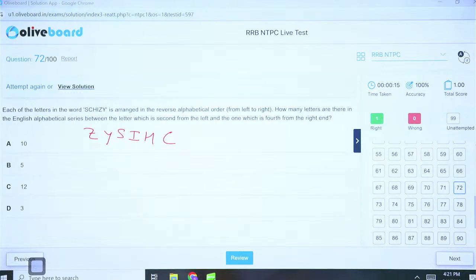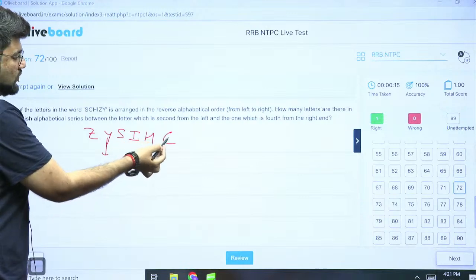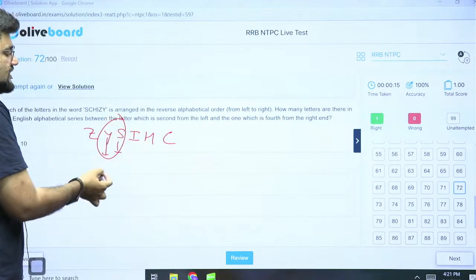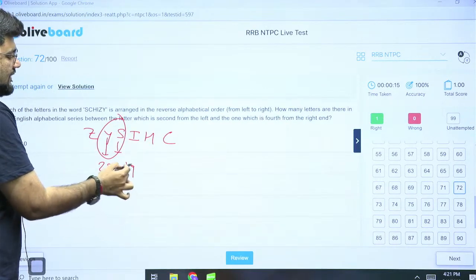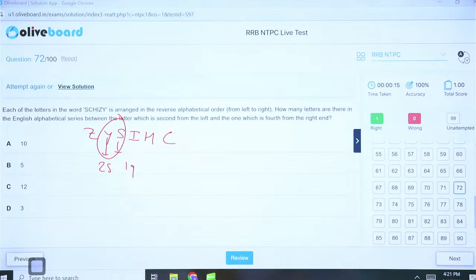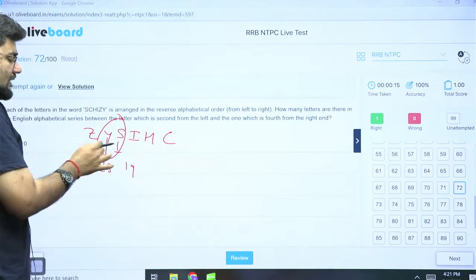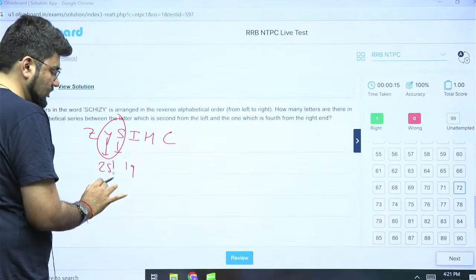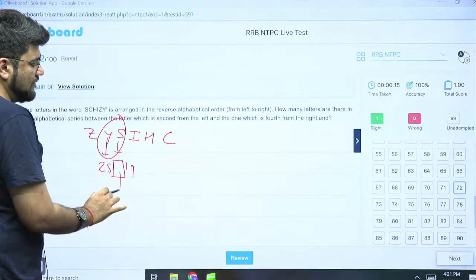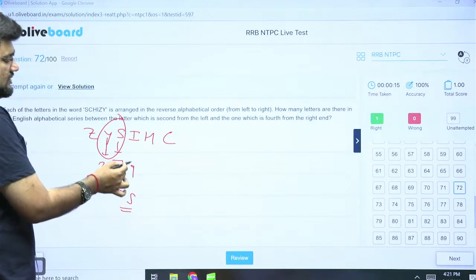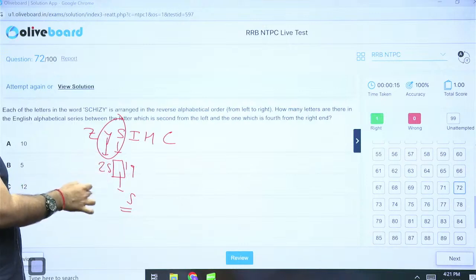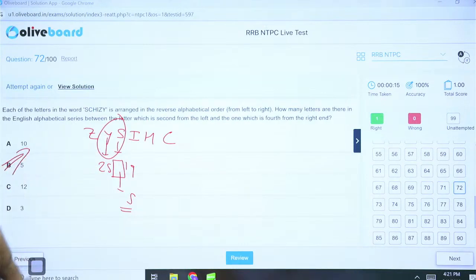How many letters are there in the English alphabetical series between the letter which is second from the left and one which is fourth from the right? Between the English alphabet, you have to find out how many are there between 19 and 25. Now, if you subtract, you will get 6. But we don't have to simply subtract. You have to find out how many are there between them. So, your answer will be 5 letters: 20, 21, 22, 23, 24. So, 5 will be the correct answer. Option B is the right answer.